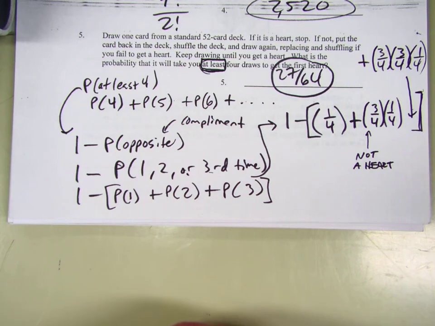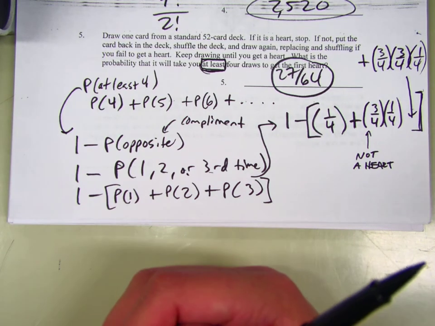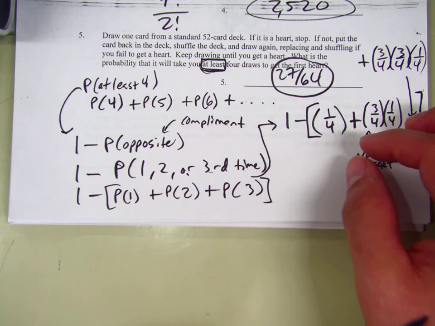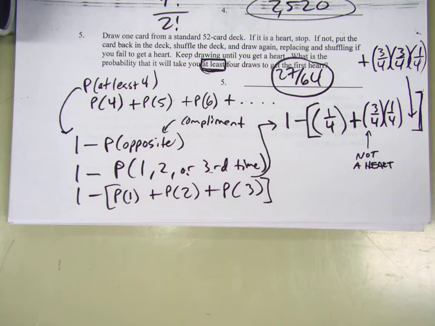One minus... That's what I'm getting. One fourth plus 3/16 plus 9/64. Subtract it from 1. Because remember, what we just found is the opposite of what I wanted to find. So you've got to take it away from 1.